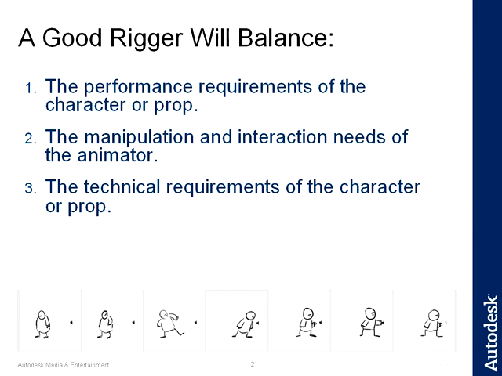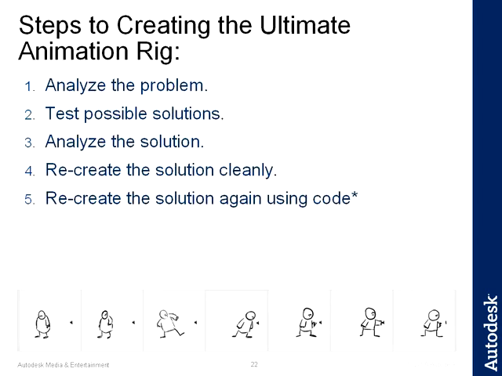And of course, the technical requirements of the character or prop. You need to make sure that you understand what technically is going to need to happen in order to get the character to do what it needs to do. And if those technical requirements or the performance requirements are going to inhibit the animator or make it so the animator can't make certain choices, you need to make that clear to the animator so they understand why there are certain limitations or restrictions. It's okay if there are, the animator just needs to know why.